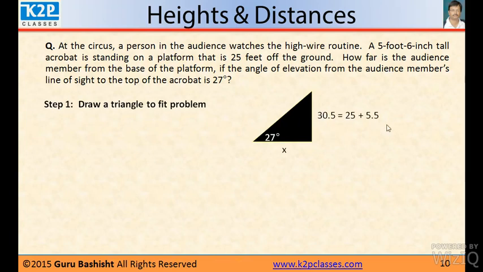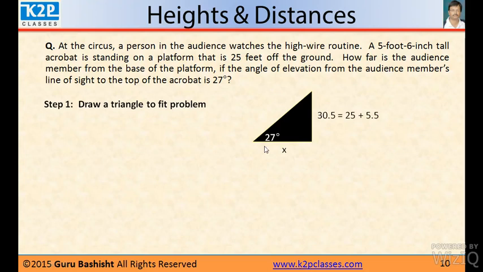Look, 6 inches means 0.5 feet. In 1 foot there are 12 inches, so 6 inches means 0.5 foot. So the height of the person is 5.5 feet, and the height of the platform is 25 feet. So the total height will be 25 plus 5.5, so the total height is 30.5.